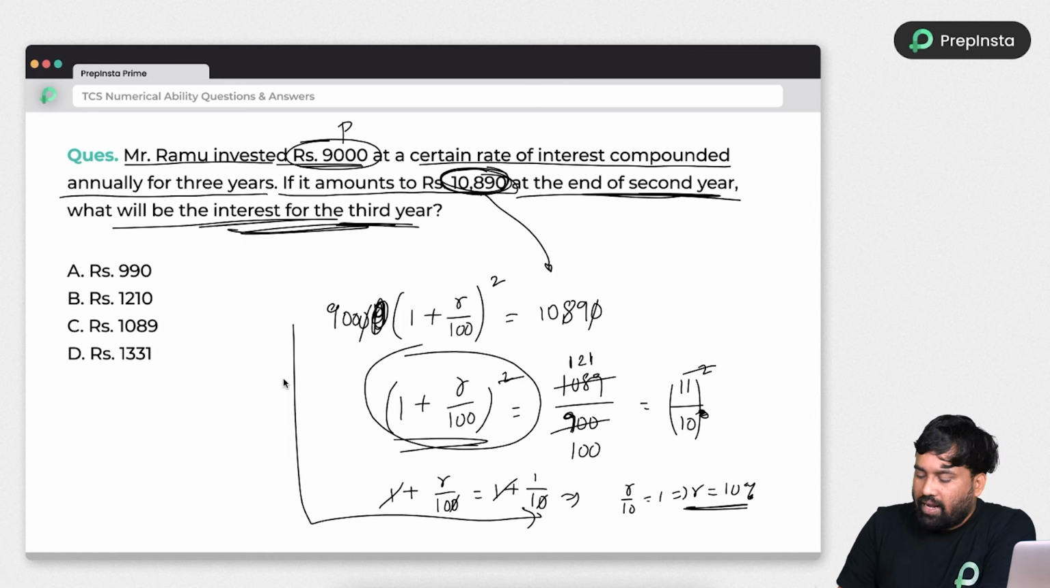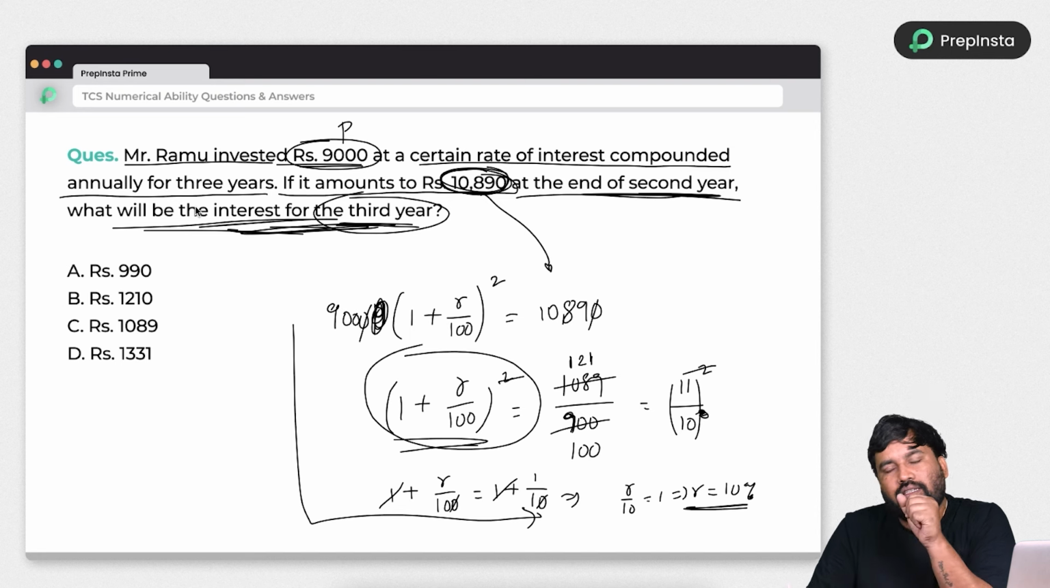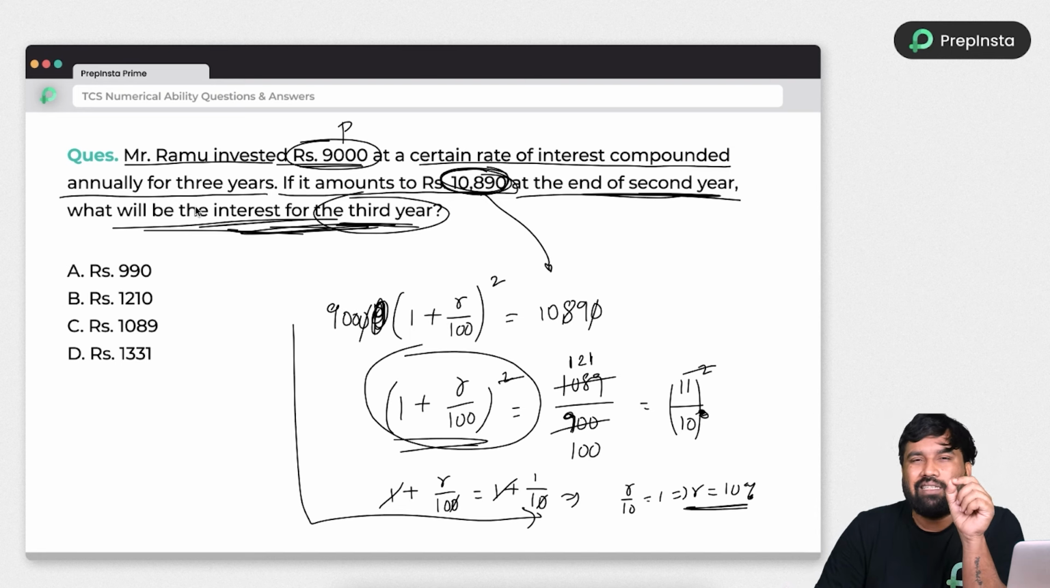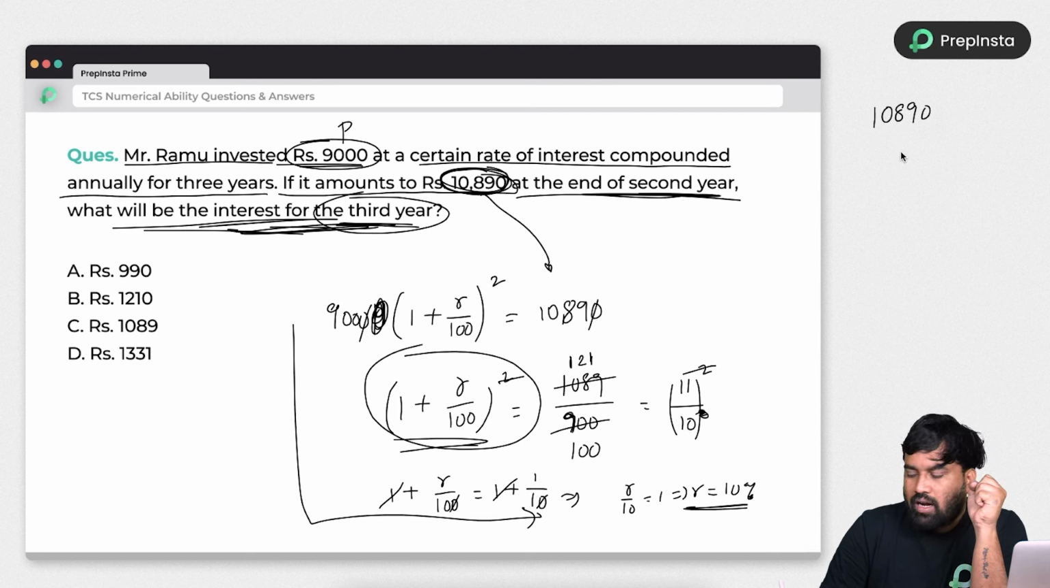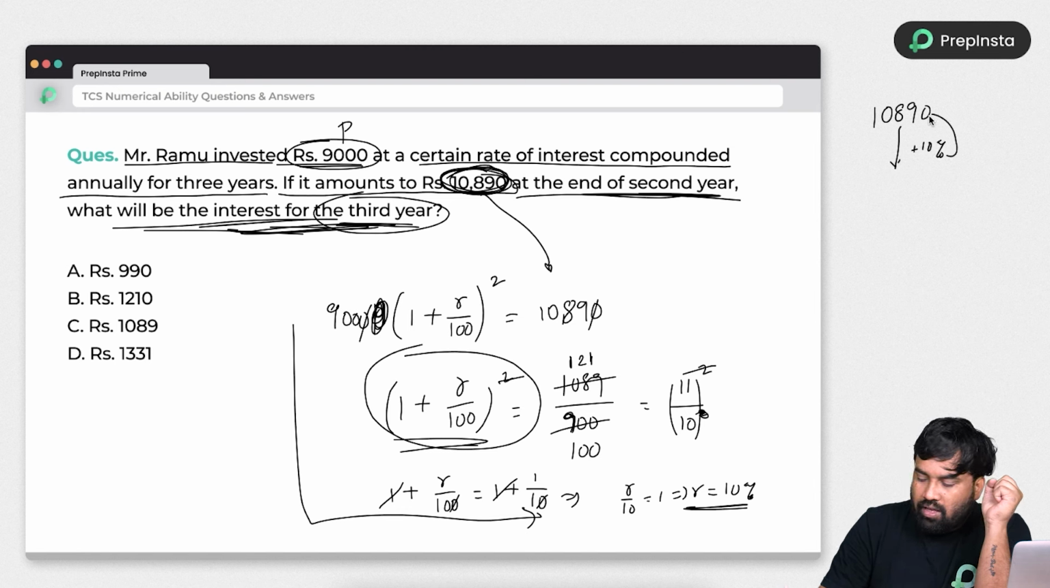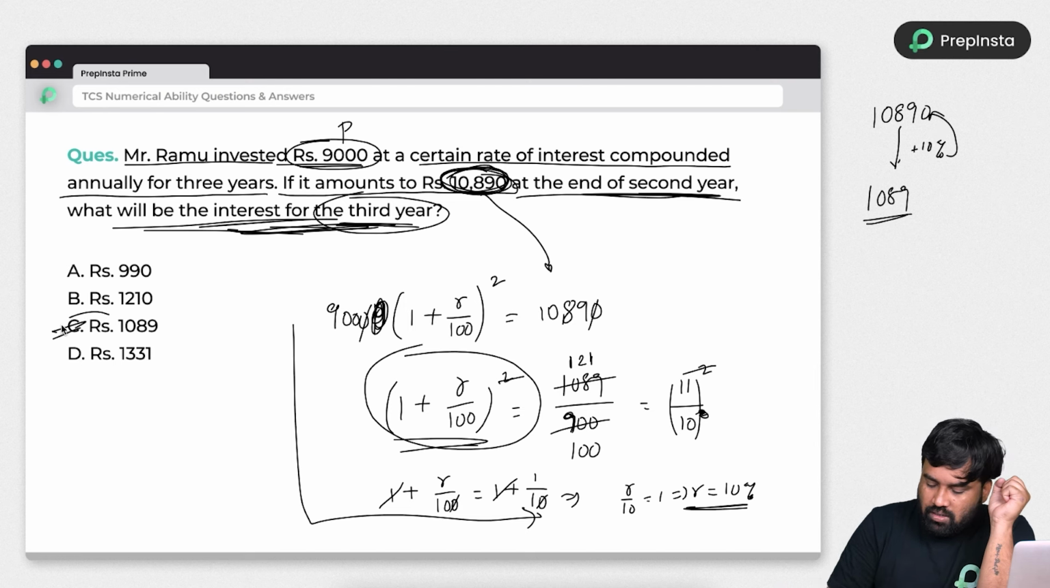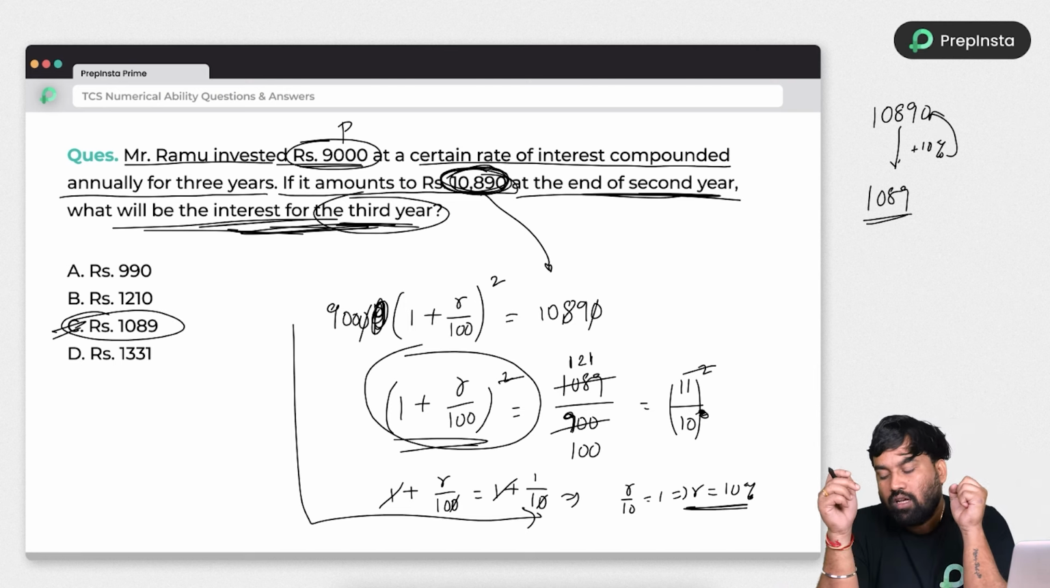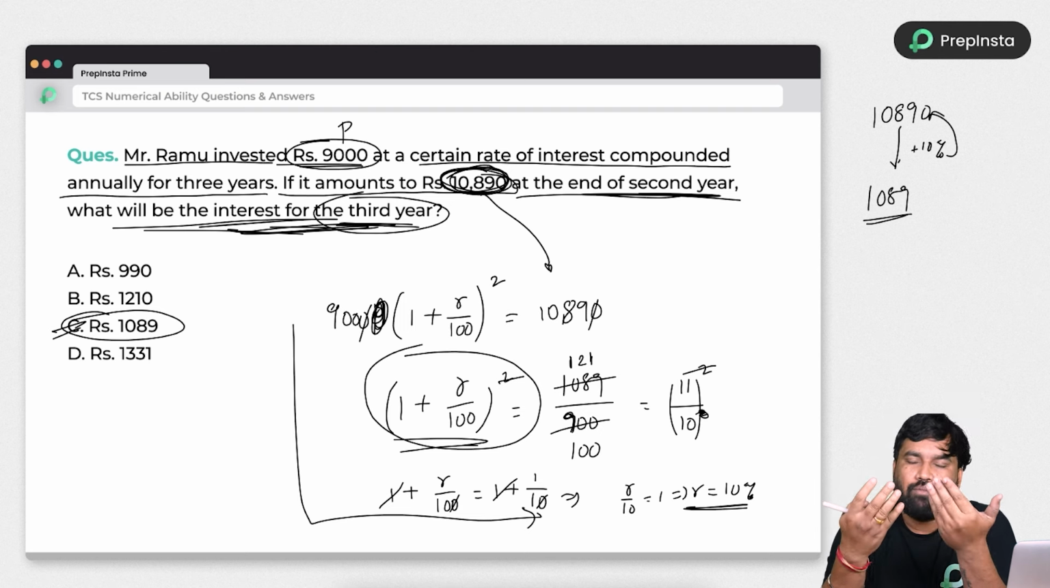Next, what will be the interest of the third year? The compound interest is nothing but interest on the previous year's total amount, right? So the total amount at the end of 2 years is 10,890, already given. So next year interest will be 10% on this, which is nothing but 1,089. So the answer is option C. We don't have to worry about anything. So compound interest means interest on the present amount.